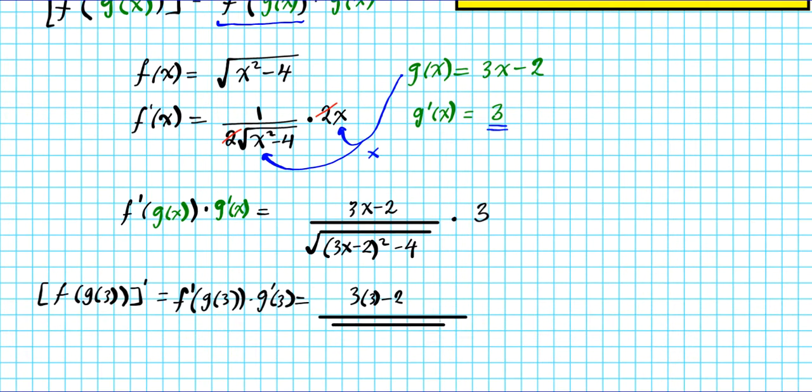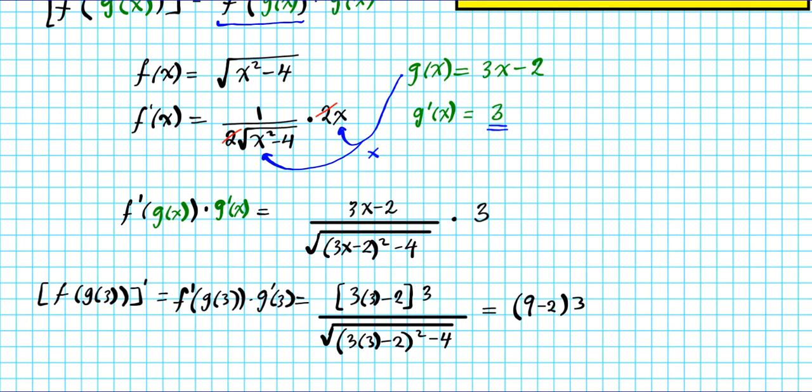a square root, divided by the square root of the quantity 3 times 3 minus 2 squared minus 4. Okay, and then we also have another 3 right here. We don't want to forget that. Alright, so what do we have? 3 times 3 is 9, so we have 9 minus 2 multiplied by 3.